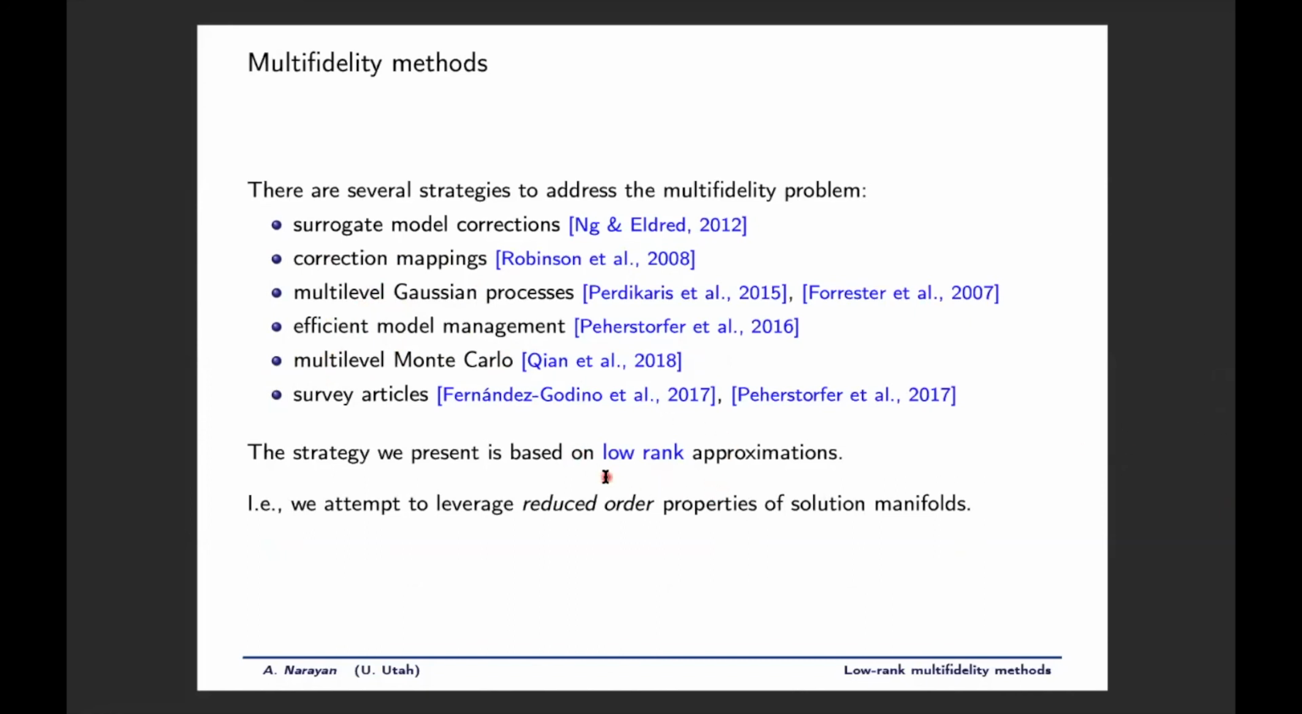And what does low rank mean? Well, it actually means something very specific, which is that I'm trying to leverage reduced order properties of what I'm going to call solution manifolds. We'll give a little bit more background on this, but this is really the key to what we're doing. We're going to assume that these models have hidden low rank structure, and we're going to try to find that hidden low rank structure. And that's going to be easier to do on a coarse low fidelity model than on an expensive high fidelity model. That's essentially the entire selling point.